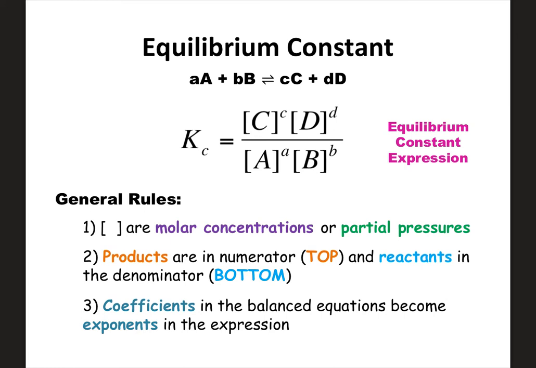The coefficients in your balanced equation become the exponents here in the actual expression. All right, so whatever number here is in front of A, that's going to be the exponent here in the equilibrium constant expression for A. So that's something that, again, you just need to work with, and you need to remember to include those in your equilibrium constant expression.